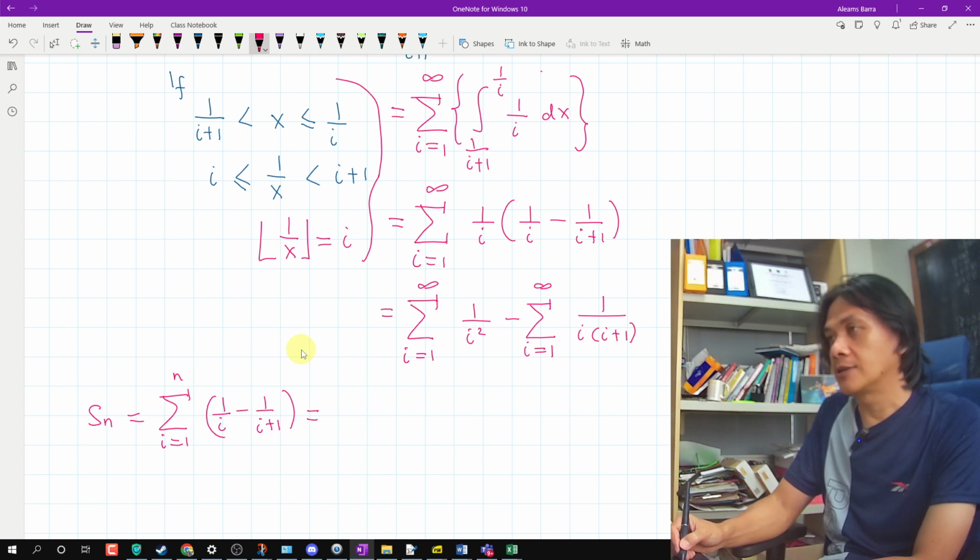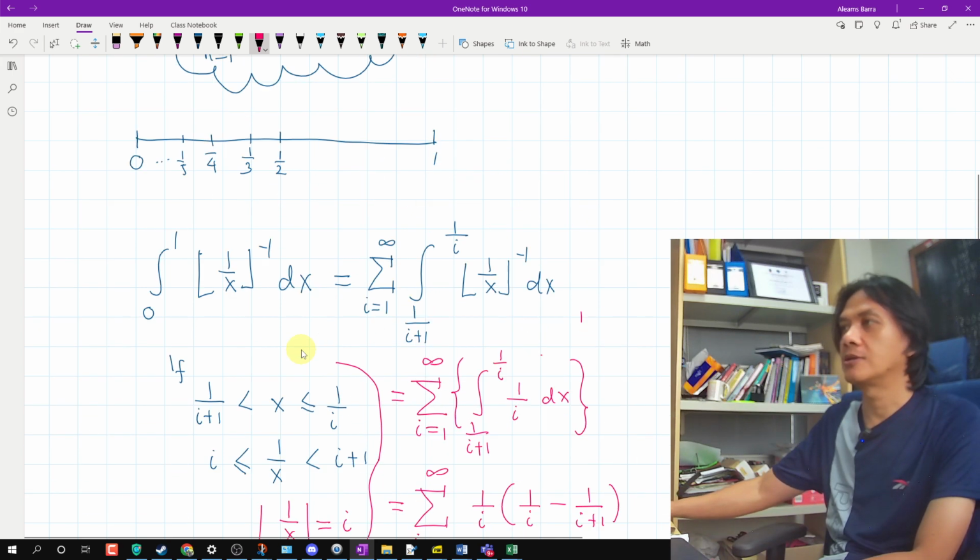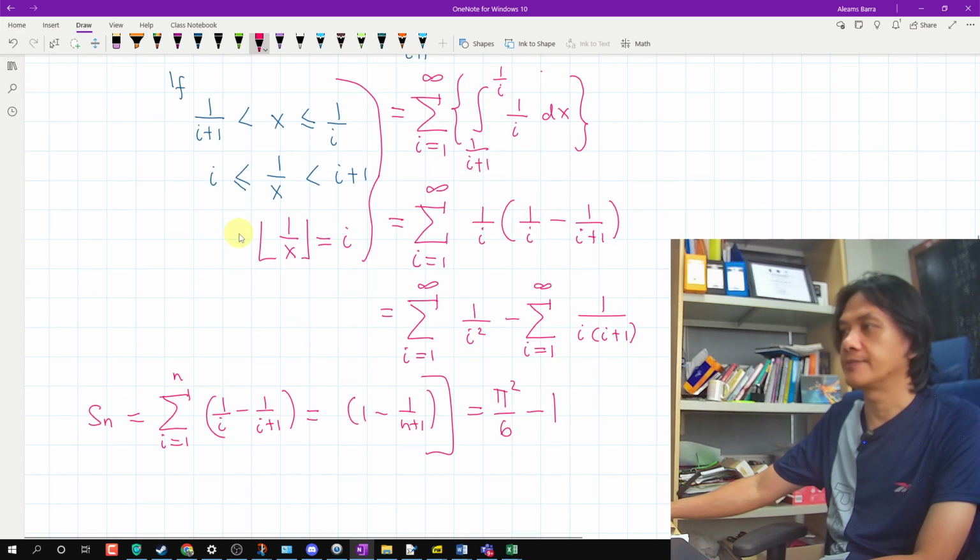So this is a telescoping sum. So it's going to be 1 minus 1 over n plus 1. So if we take n going to infinity, this is going to be 1. So therefore, this guy is equal to pi squared over 6, and this guy is exactly 1. So there we go. That's our integral.